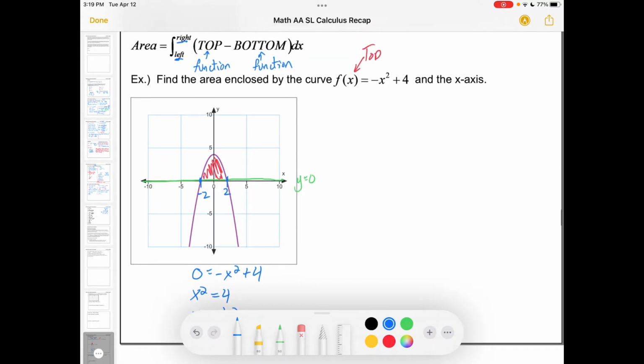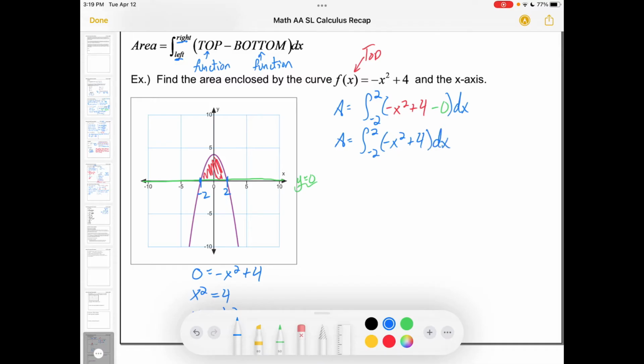And I can use this technique of area is the left bound to the right bound of the top function, which was negative x squared plus 4, minus the bottom function, which was y equals 0. And again, maybe that's overkill. And then we have dx. And so maybe I can simplify this, and perhaps this is where a lot of people would just want to start this question.